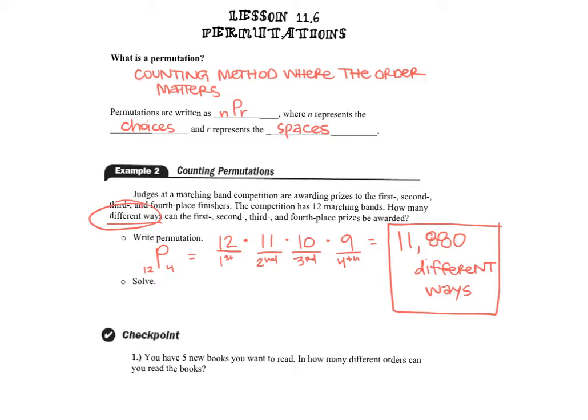Wow. Okay. Hopefully you're feeling very grateful to have this new shortcut because there is no way that we want to have to list out over 11,000 ways. That would be crazy. Okay. But notice here in this permutation, since there were 12 choices, we started with the number 12, and since there were 4 spaces that they could win, we multiplied 4 numbers out. Let's do a couple more examples.